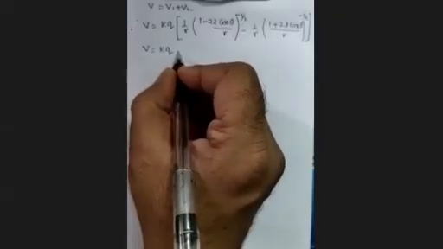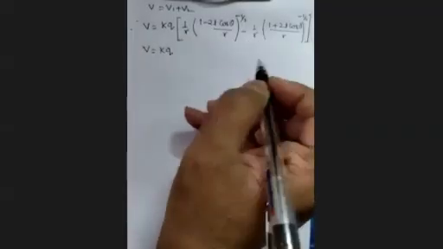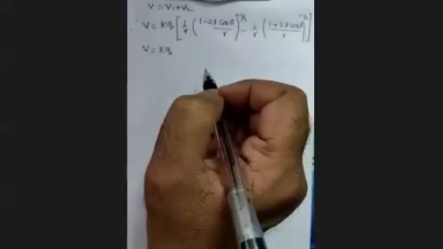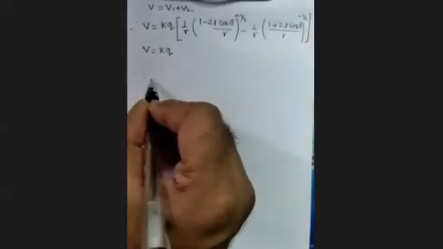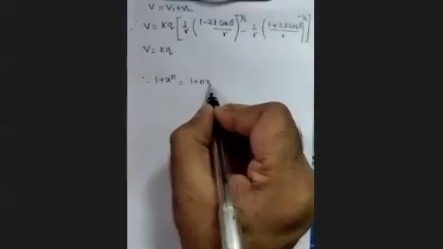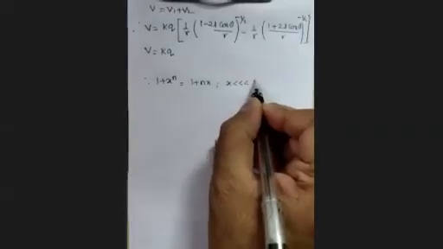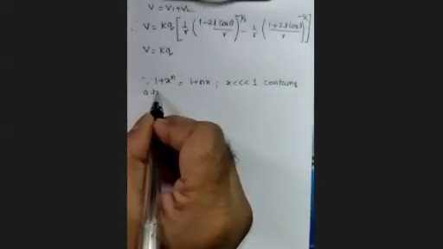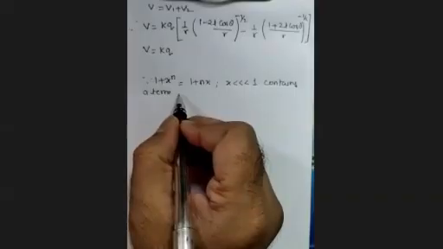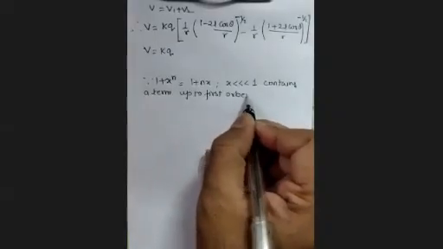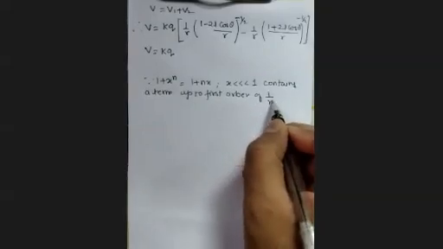Now look carefully here. To solve this value, the binomial expansion will be used. And what does the binomial expansion say? 1 plus x raised to n is equal to 1 plus n x, when x is very, very small than 1 and contains a term up to the first order of 1 upon R only.